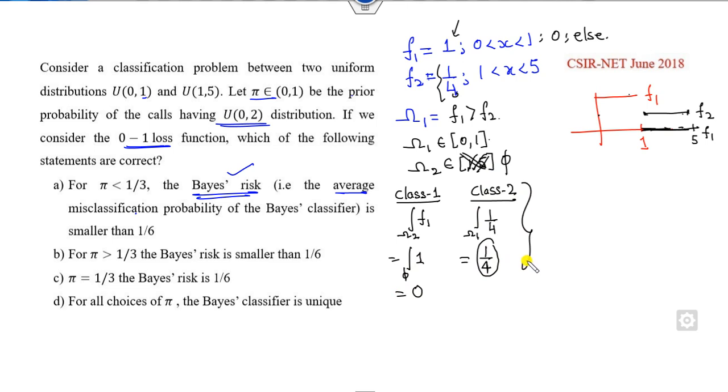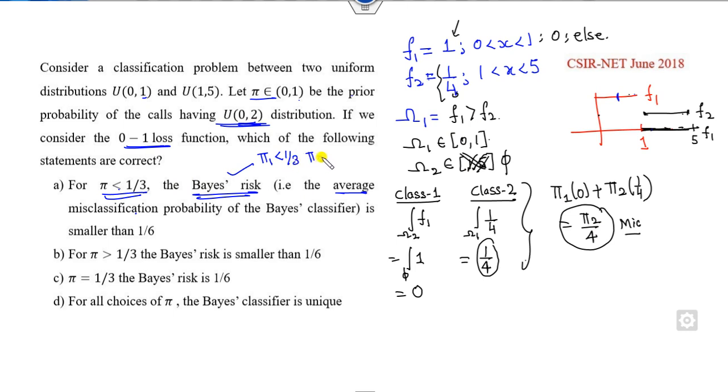So what is the average misclassification probability? Pi 1 of class 1 plus pi 2 of class 2, which is 1 by 4. So pi 2 by 4 is the misclassification probability. Now if pi is less than 1 by 3, where pi is the prior probability of 0, 2, and 0, 2 lies in F1, that means pi 1 is less than 1 by 3. So what will be pi 2? Sorry, we can't say that.